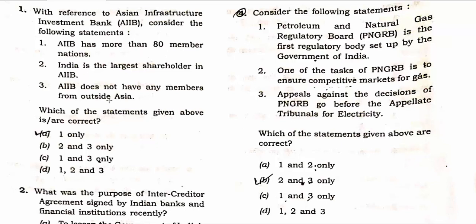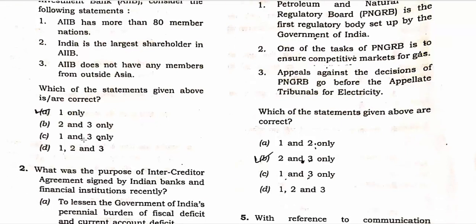So this is something you need to know, and the correct answer for this question is 1 only, because this seems more logical, and the other statement can't be an answer as it is making India the largest shareholder in the Asian Infrastructure Investment Bank, which is again a wrong statement. For the first question, the answer is A, 1 only.